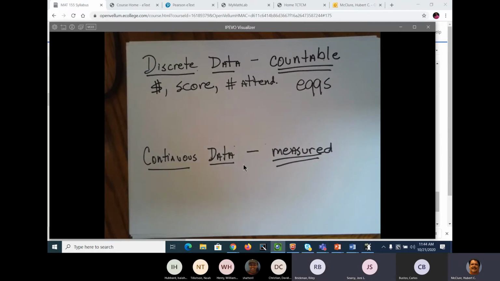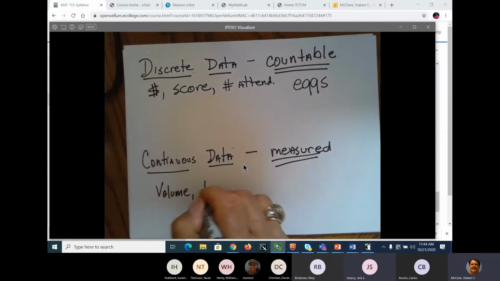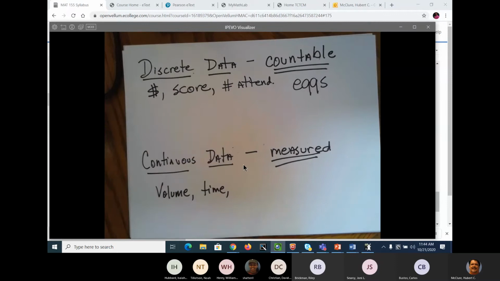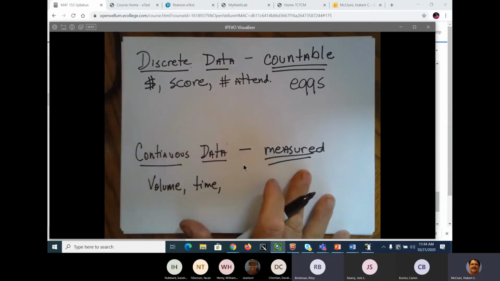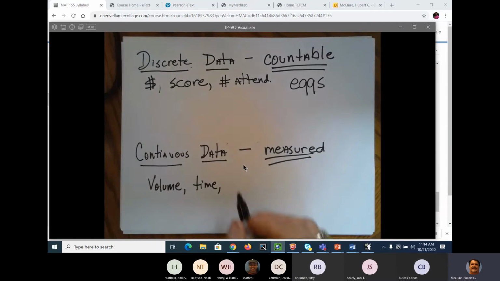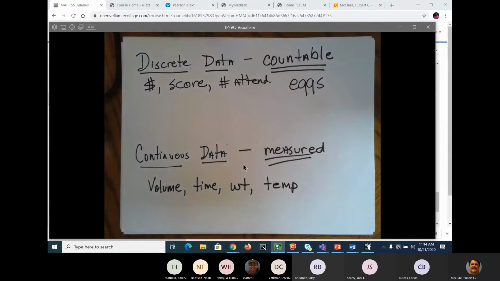Water. Volume. Time. Come on, think of some everyday things that we talk about. Distance. Temperature. Weight. Oh yeah, weight too. What else? Temperature. Temperature is measured. Volume, time. Okay, let's see if we got the basics.